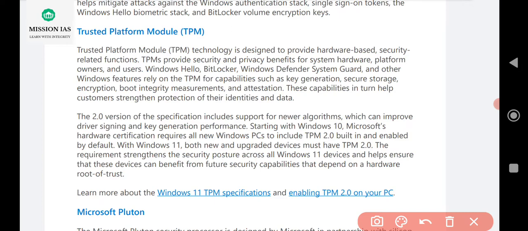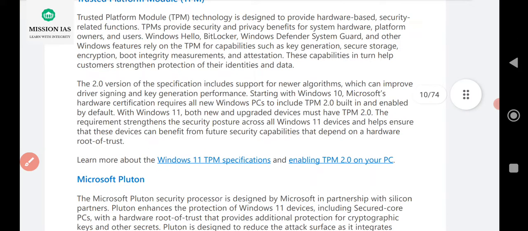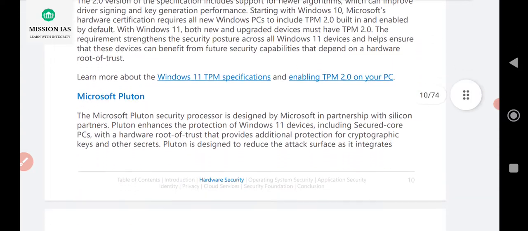Starting with Windows 10, Microsoft hardware certification requires all new Windows PCs to include TPM 2.0 built in and enabled by default. With Windows 11, both new and upgraded devices must have TPM 2.0. So this is how the Trusted Platform Module helps in boosting the security of a device. It usually protects sign-in authentication, in the form of BitLocker, Windows Defender, system guard, etc.